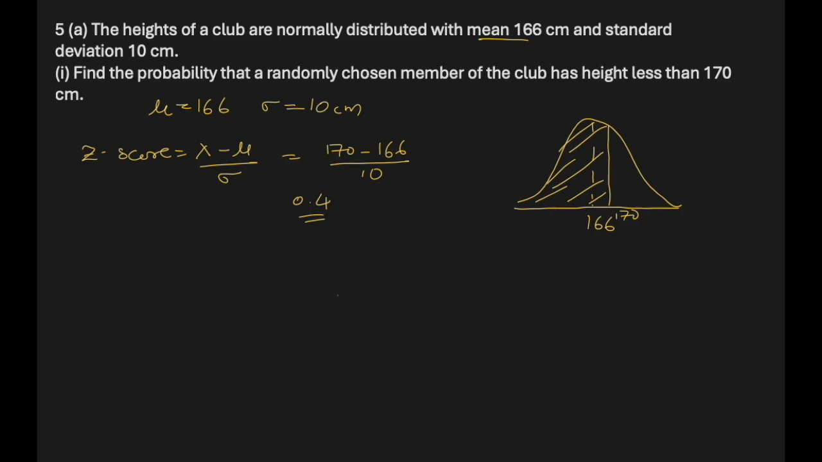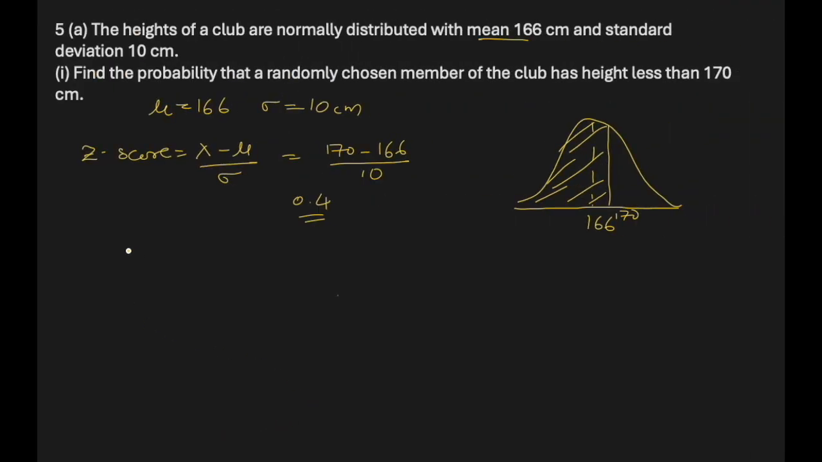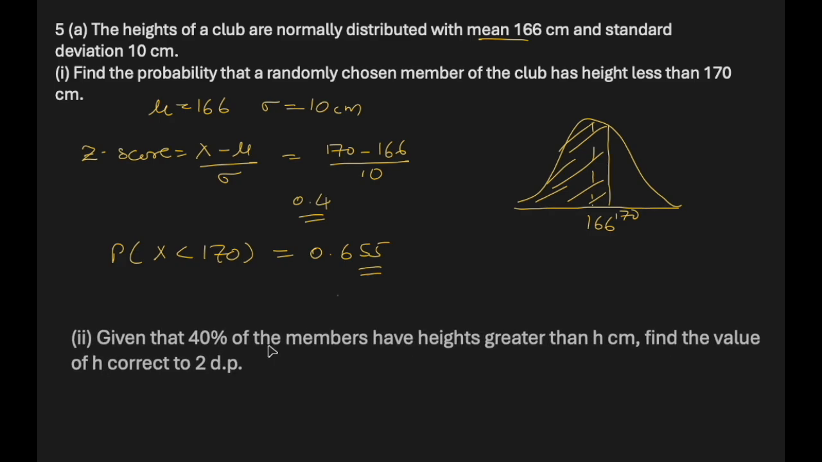We'll go to our table straight away and see what we get there. Okay, 0.4, 0.6554. So the probability that X is less than 170 is 0.6554, but I will write 0.655 only. Why? Because we want 3 significant figures. Okay, let's see what the second part says.